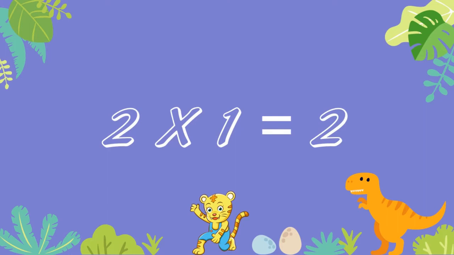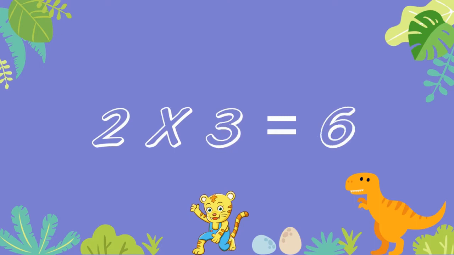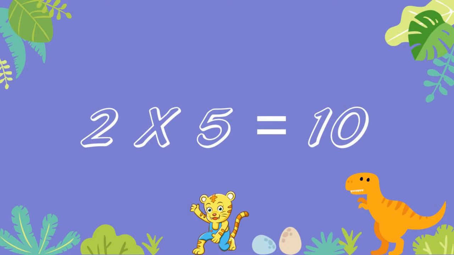2 ones are 2. 2 twos are 4. 2 threes are 6. 2 fours are 8. 2 fives are 10.